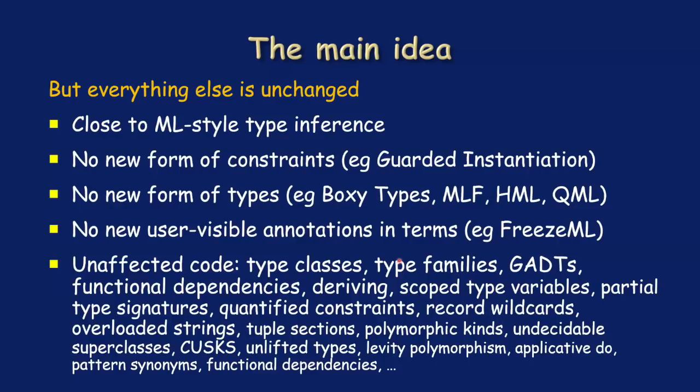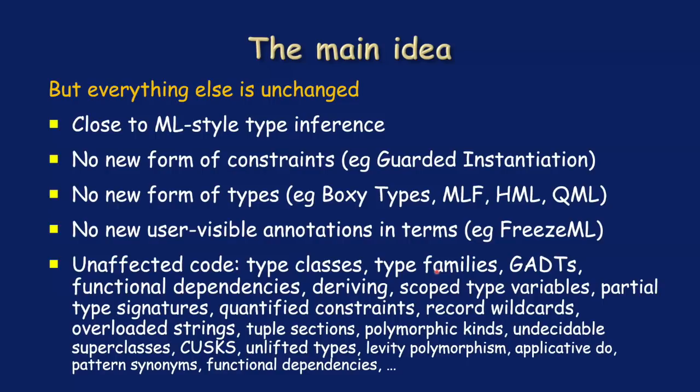But very significantly, for me anyway, it leaves the rest of the implementation unchanged. GHC has endless other enhancements: type classes, type families, GADTs, functional dependencies, deriving, scoped type variables, partial type signatures. I won't read them all out. I had to use a smaller font. None of them are affected at all.